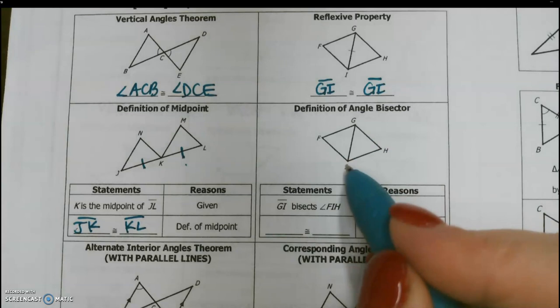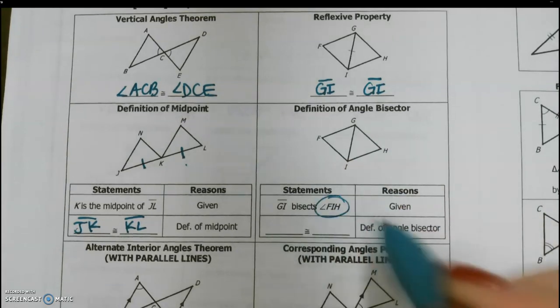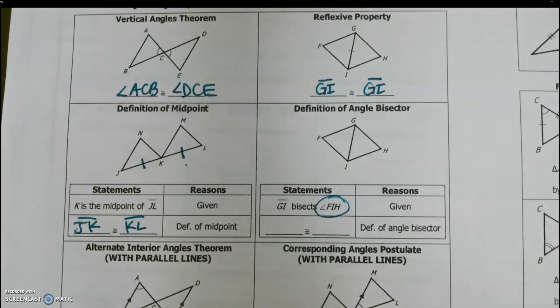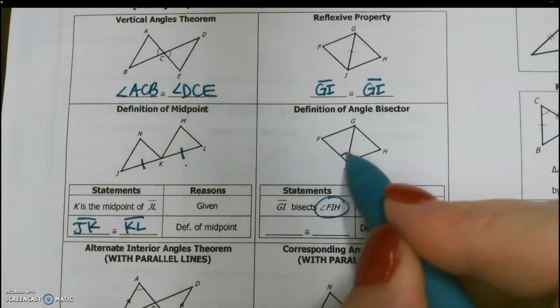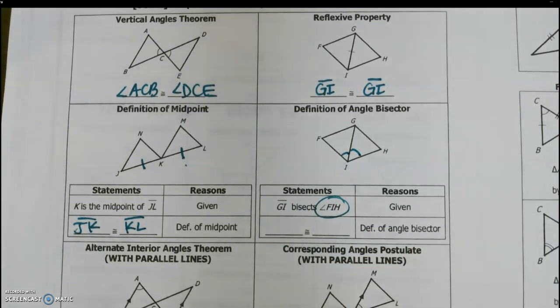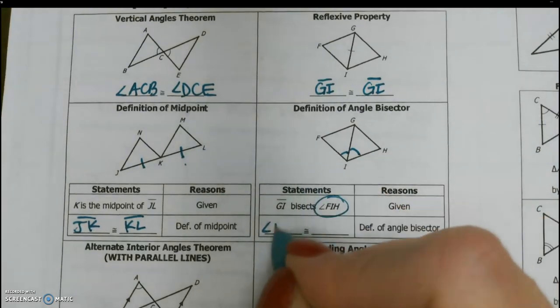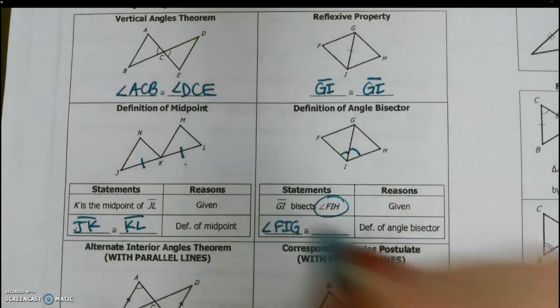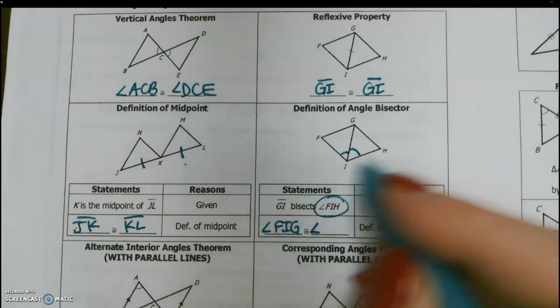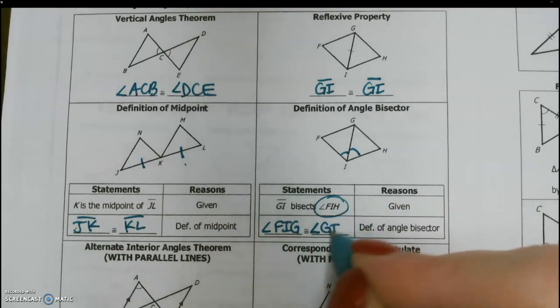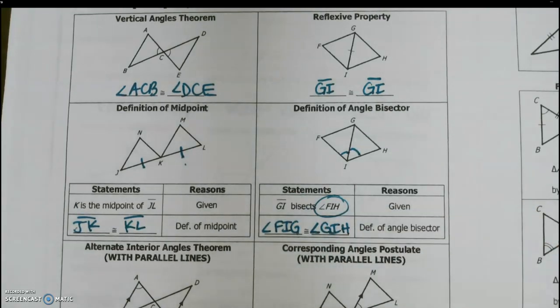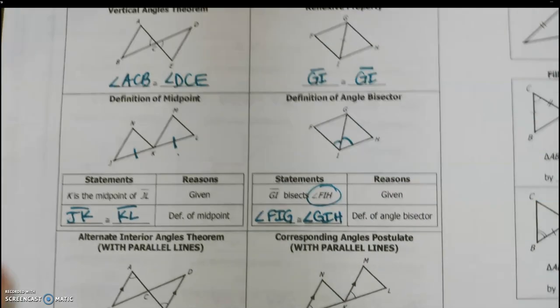Then we have angle bisector: GI is bisecting this angle. That's the angle that's being cut in half. So FIH is cut into 2 smaller congruent angles. So that would be angle FIG congruent to angle GIH by definition of angle bisector.